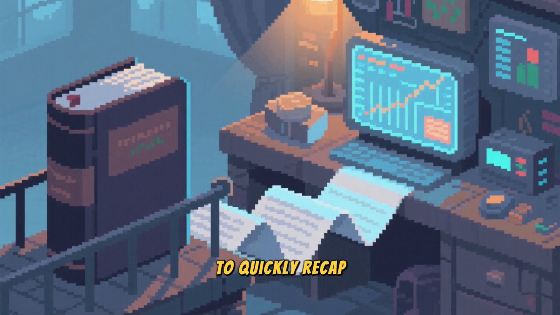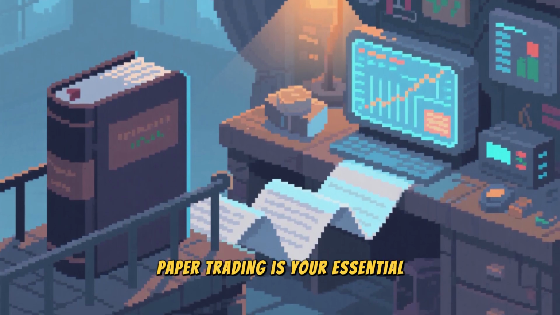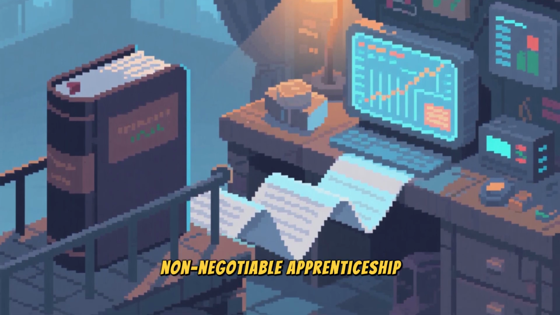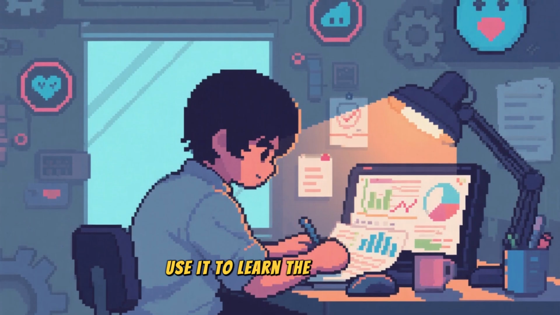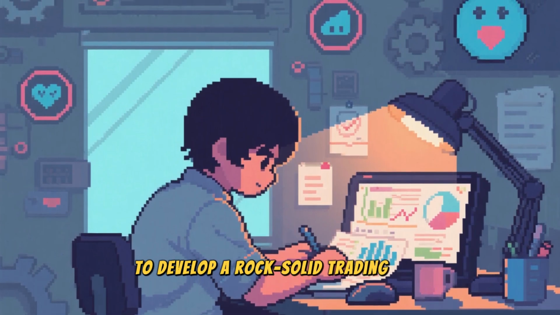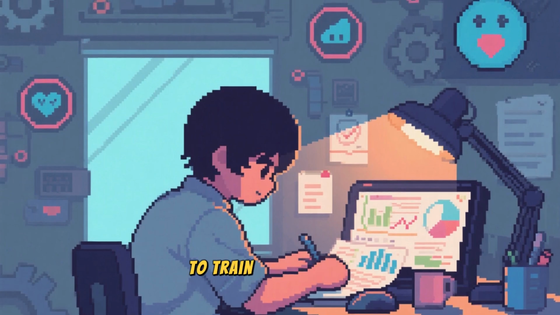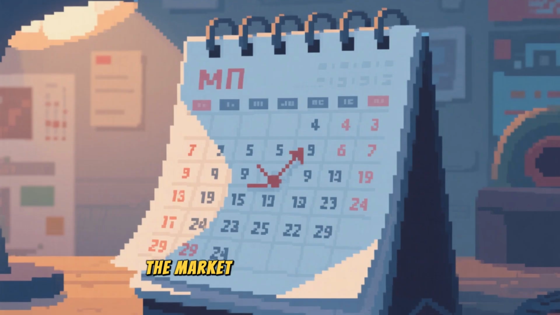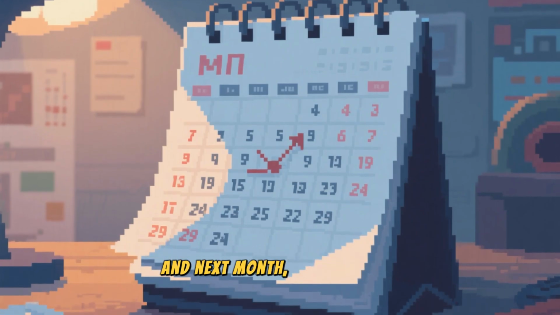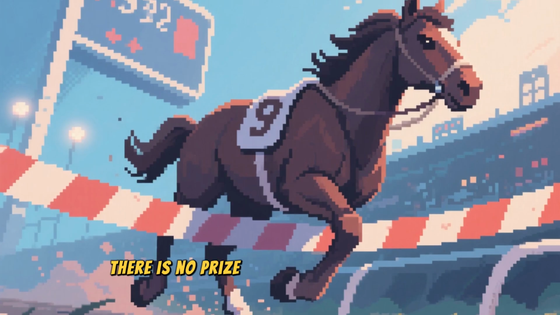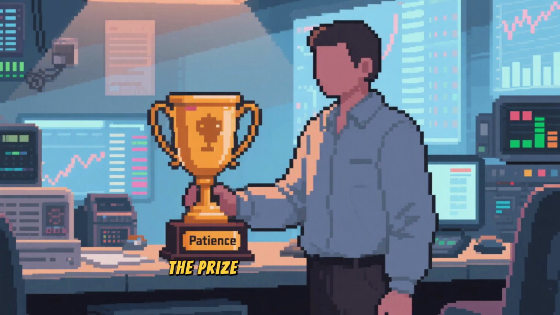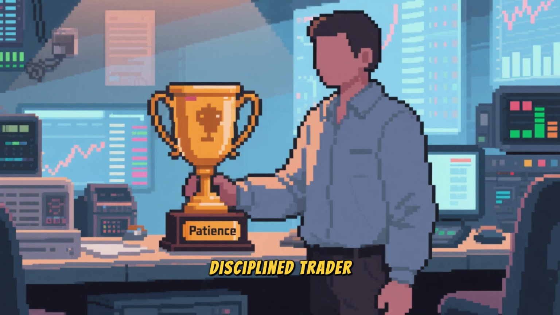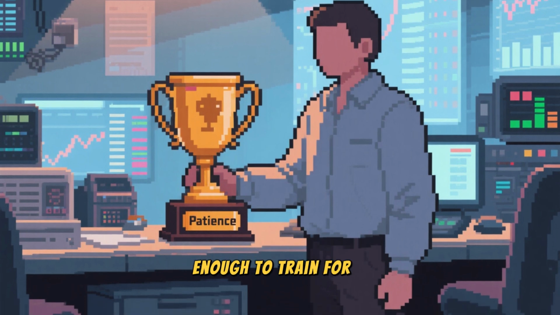To quickly recap, paper trading is your essential, non-negotiable apprenticeship. It is the bridge between theory and execution. Use it to learn the mechanics, to develop a rock-solid trading plan, and most importantly, to train your emotions. The market will be here tomorrow, and next month, and next year. There is no prize for rushing in unprepared and losing your money fast. The prize goes to the patient, disciplined trader who respects the market enough to train for it.